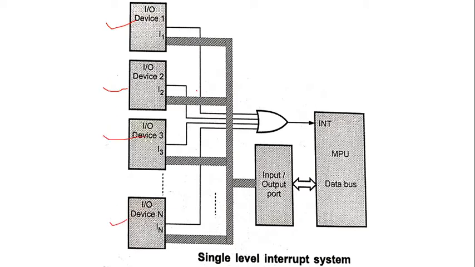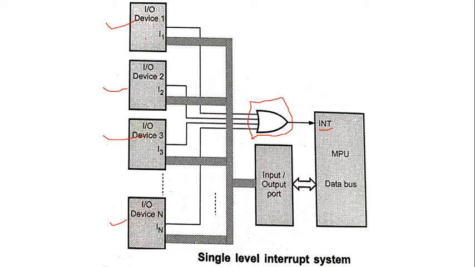All the signals from the interrupt devices are directly ORed and given to a single pin of the microprocessor MPU, that is the INT interrupt pin. And this is the input output port and data buses. So whatever instruction is going to be executed is executed through device 1, 2, 3 and 4, whatever input it is getting or giving to those devices.